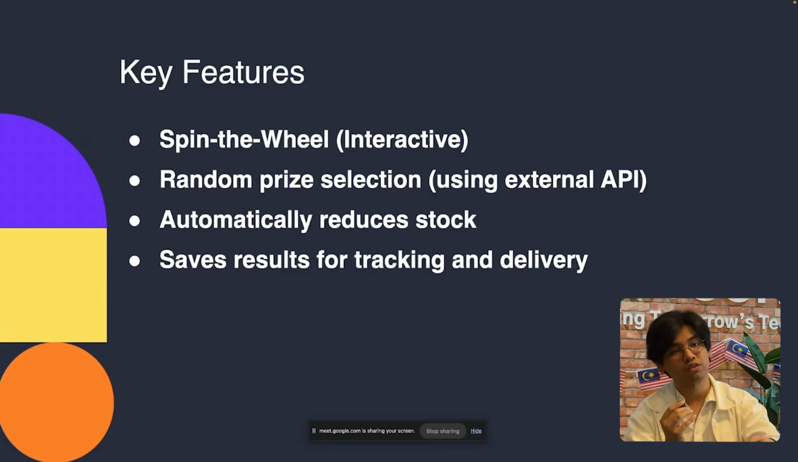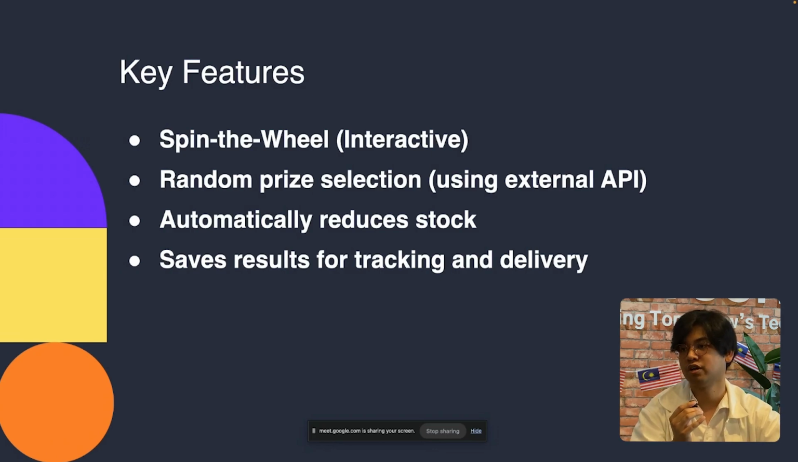Then it automatically reduces stock, as in it will update the warehouse stock. Say if you put 5 copies inside, like you've seen just now, it will automatically update how much stock has been reduced. Then it saves results for tracking and delivery, as shown just now.